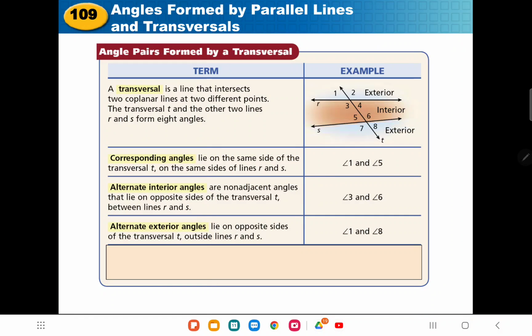We have alternate interior angles and alternate exterior angles. Alternate interior angles are non-adjacent, and they lie on opposite sides of the transversal between the two lines that are intersected by the transversal. Angles 3 and 6 are one such example. Angles 4 and 5 are the other example. Alternate exterior angles lie on opposite sides of the transversal T, but are outside lines R and S. Angles 1 and 8 are one example, and angles 2 and 7 are the other alternate exterior angle pair.